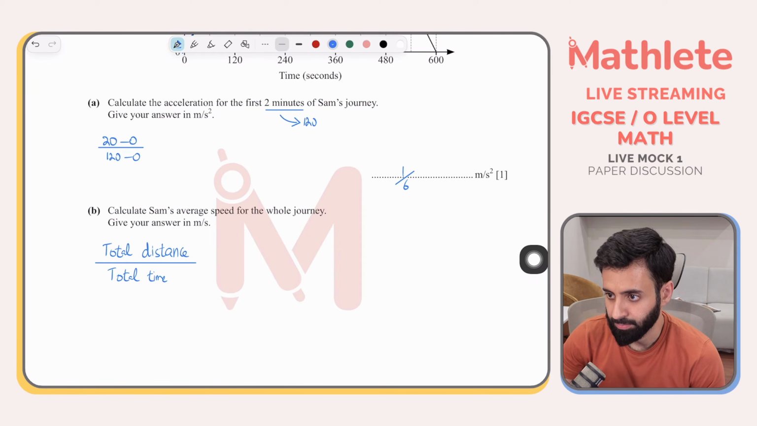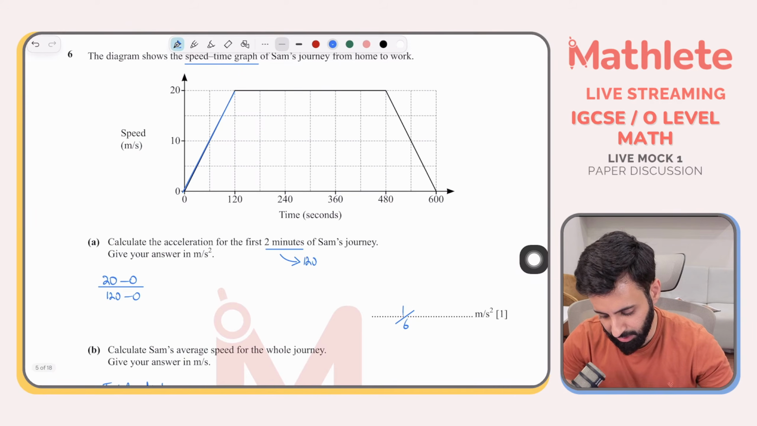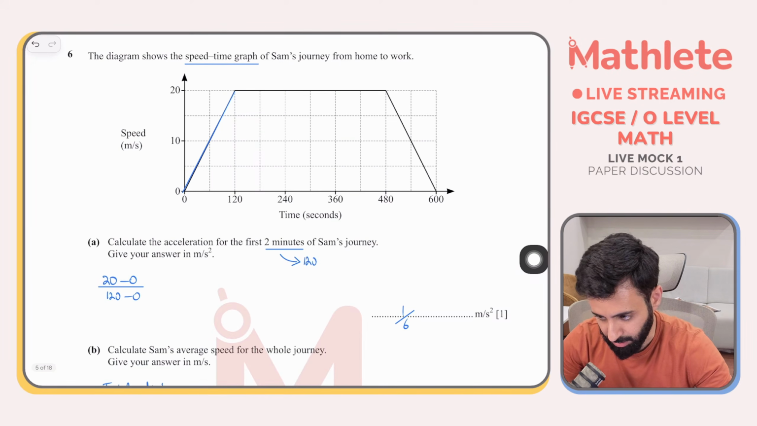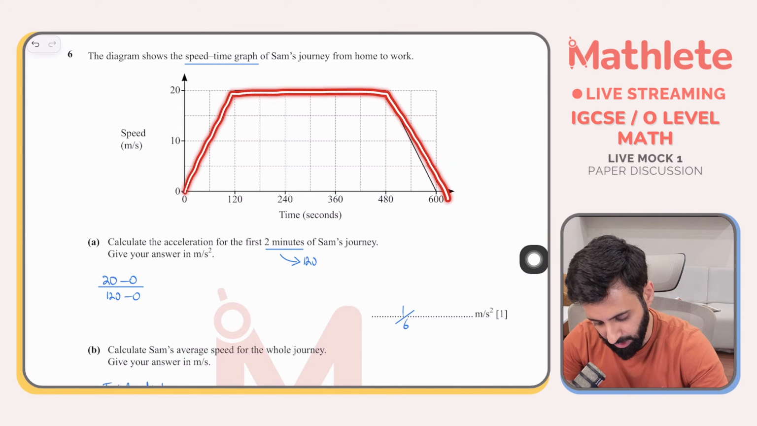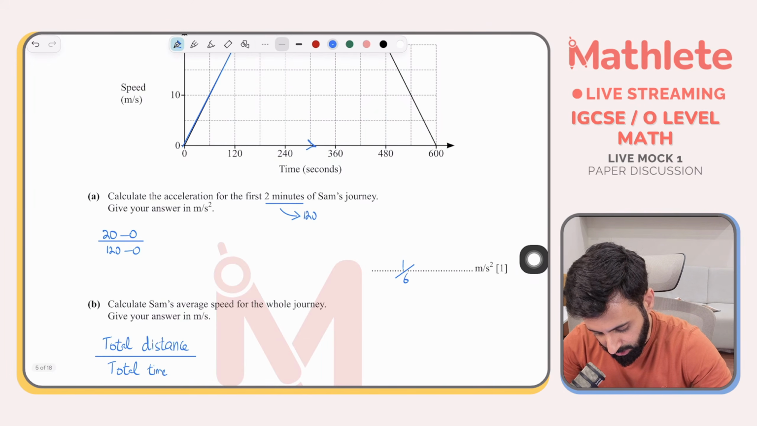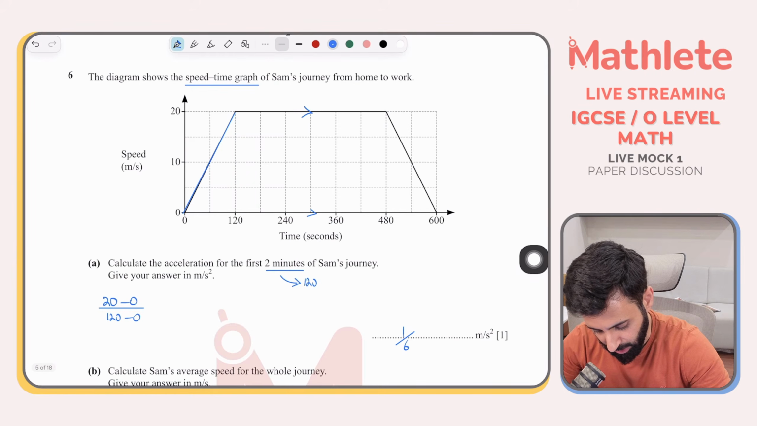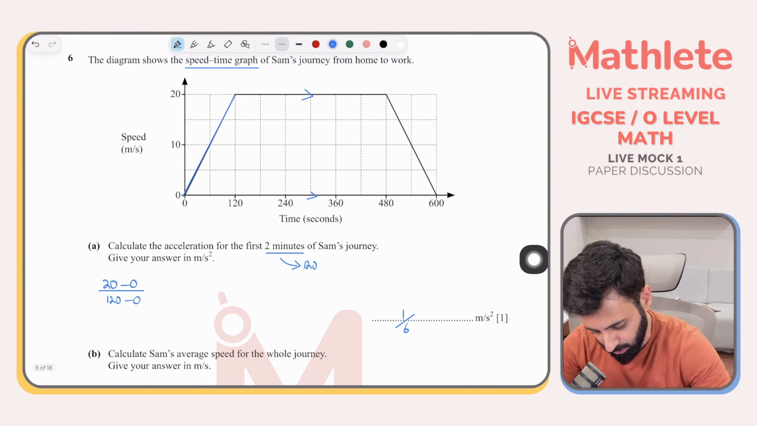All right, now let's see. How do I calculate the total distance from this graph? It's basically the area of a trapezium. Okay, how do I calculate the area of a trapezium? Half into sum of parallel lengths into height. So what will be the sum of parallel lengths? It's going to be half into 600 plus what will this be equal to? 480 minus 120, that's 360.